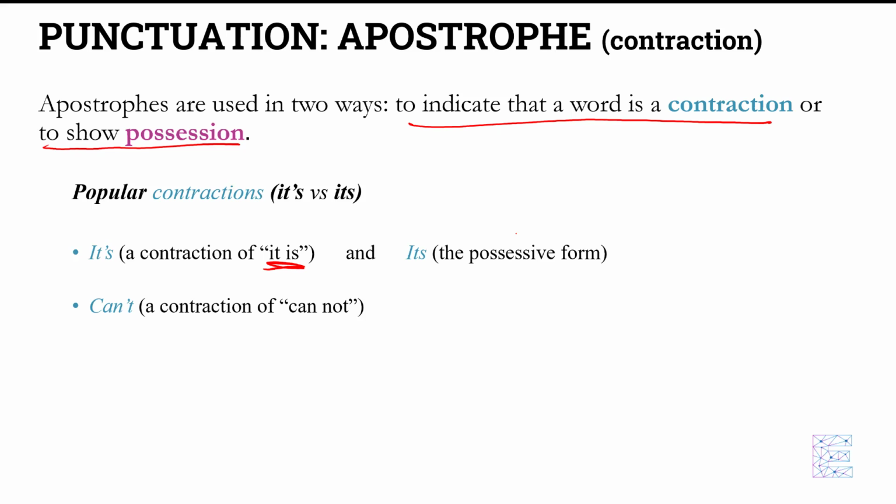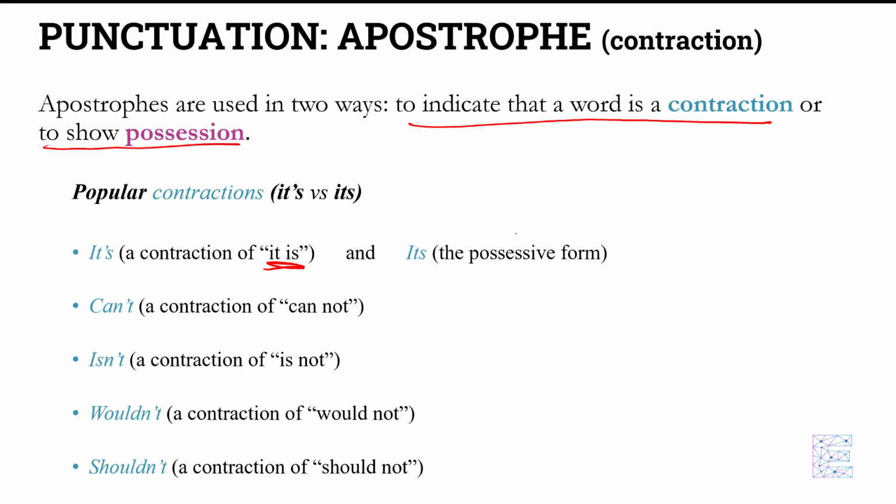Can't is a contraction of the word cannot. Isn't, is not. Wouldn't, would not. Shouldn't, should not. There are others, but we'll just cover these real quickly.